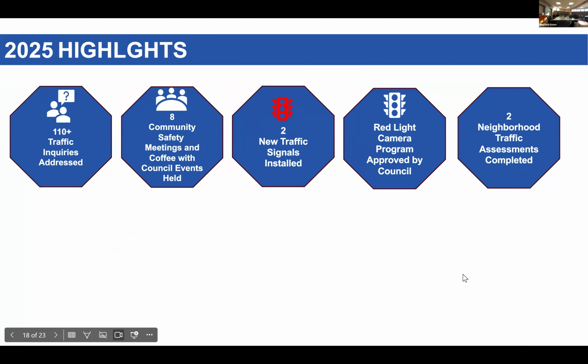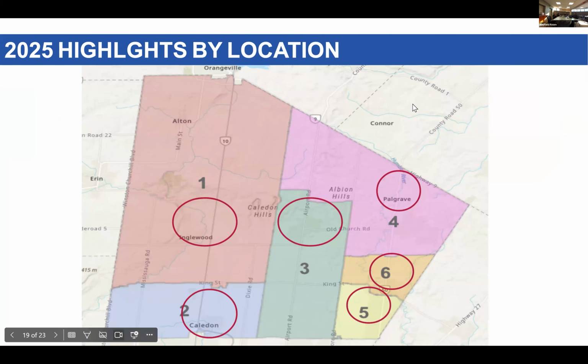We also added 2 new traffic signals in the town and received approvals from council to implement the framework for a red light camera program in the town. Beyond these measures, staff also conducted public outreach and education through our 8 community safety meetings, as well as our coffee with council events. We also continued our collaboration with our regional and provincial partners, such as the OPP.